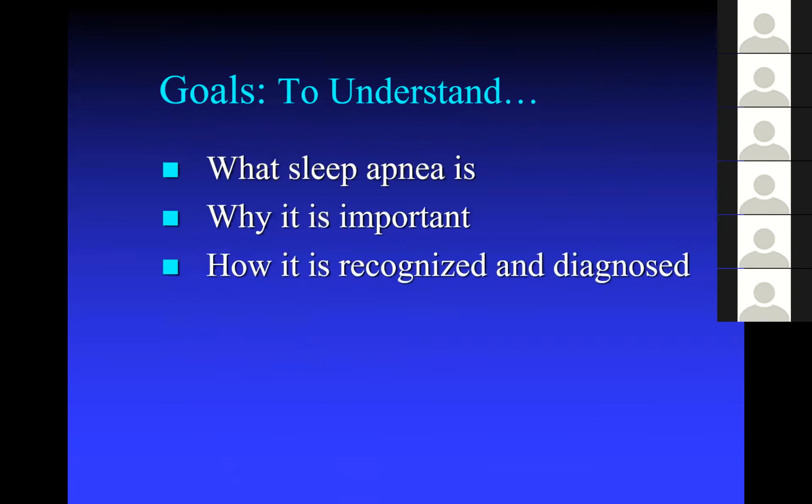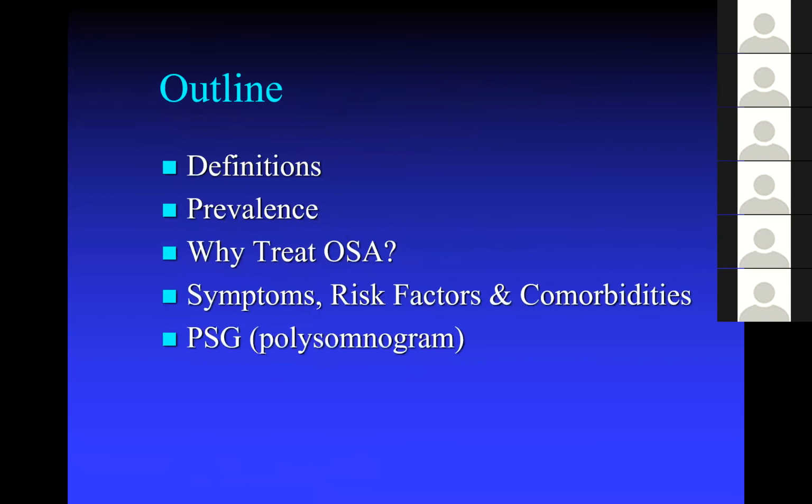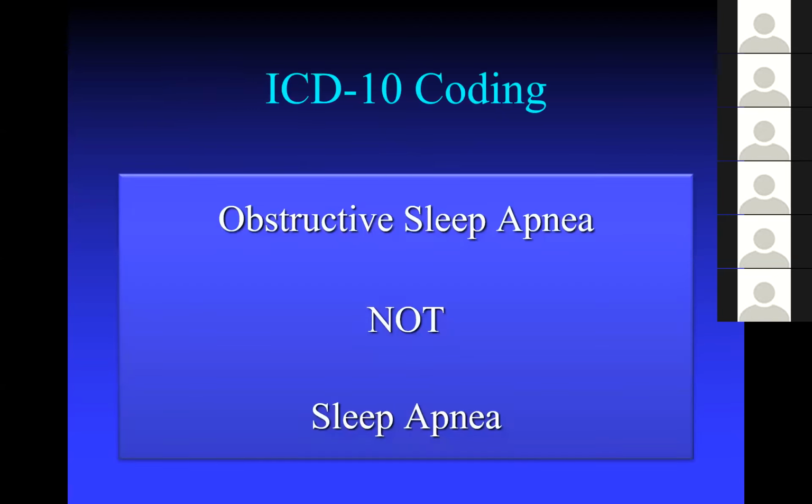So the goals for this lecture are to understand what sleep apnea is and why it is important, and how we recognize and diagnose it. The outline will encompass definitions, prevalence of OSA, and reasons why we should treat it. Then we'll review symptoms, risk factors, and comorbidities, and talk a little bit about the sleep test, PSG. When you're writing your diagnosis at the end of your notes, don't just say sleep apnea, say obstructive sleep apnea. It's more specific. Sometimes insurance companies get weird about that too.